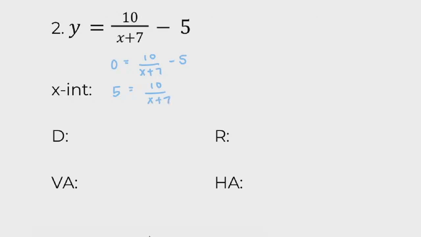Then to solve, we're going to cross multiply. So that'll be 5x plus 35 equals 10. So we get 5x equals negative 25, and we get x equals negative 5. So negative 5, 0 is our x-intercept.